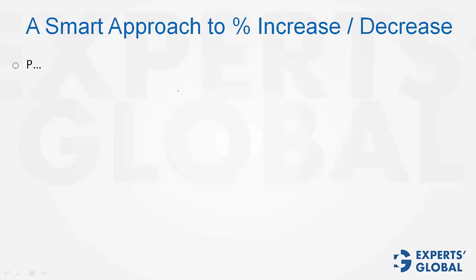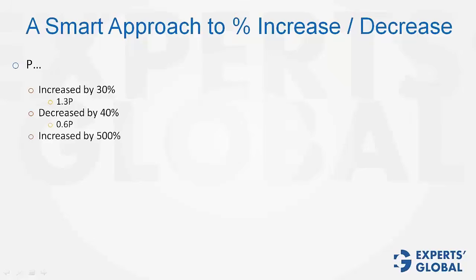Try solving these yourself. P increased by 30%. What should be its value? P is the original value. 30% increase means 0.3p added to it, so p becomes 1.3p. Decreased by 40%, p minus 0.4p equals 0.6p. Increased by 500%, p plus 5p, that is 6p. Decreased by 300%. P minus 3p, that is negative 2p.